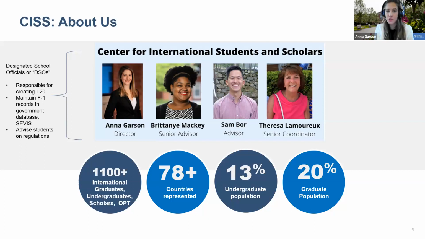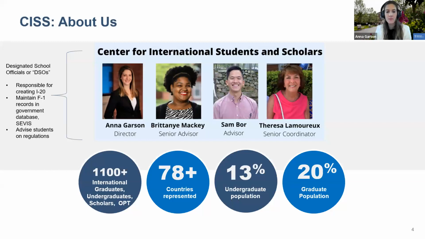We also have a great student staff who will be joining us this fall. We have quite a few students working for our office that you will meet. We are CISS staff members, but you'll also hear us called DSOs. That stands for Designated School Official. It's a name that the government gives us. And that means that we're responsible for creating your I-20 and maintaining the records of our international students in the government database, which is called SEVIS. So if you ever hear the word DSO, know that it's anyone in our office who can help you with any DSO related task. If you need a travel signature, which we'll discuss later, or any other type of document or advising.